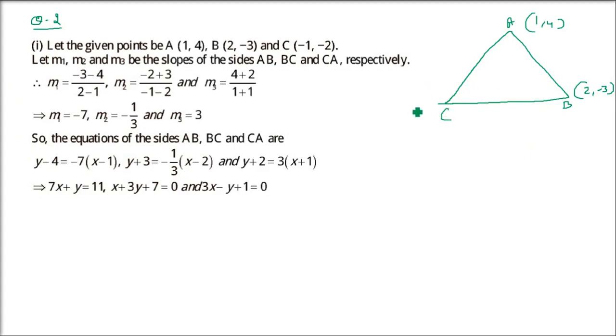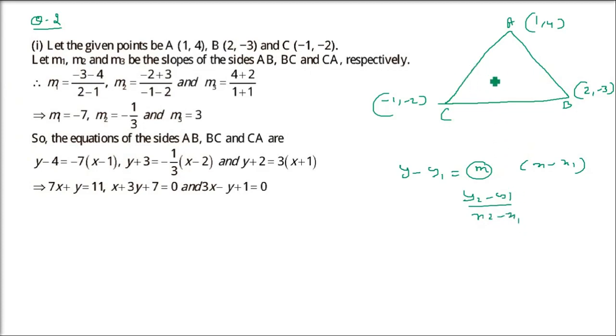The second question is exactly like this, so we are going to do this. Now we have the sides AB, AC and BC. We have 2 points for each, and we know how to find the equation of a line passing through 2 points: y minus y1 equals m times (x minus x1), where m is (y2 minus y1) by (x2 minus x1).